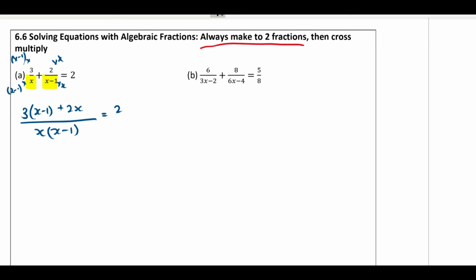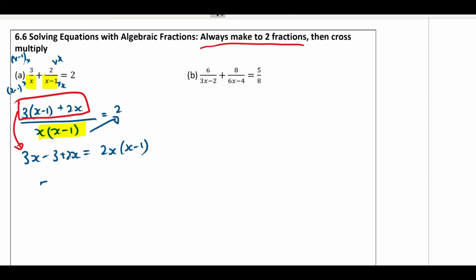2 is like 2 over 1. I know a lot of you like to write 2 over 1 and cross multiply. There's no meaning, because multiplying by 1 on the right side is still the same thing. So this guy is a denominator. When you cross multiply, he will go up to the other side. So this will be 3x minus 3 plus 2. Open the numerator of this guy. Come to here. Okay. Equals to 2x bracket x minus 1. So you will have 5x minus 3, okay, equals to 2x squared minus 2x.